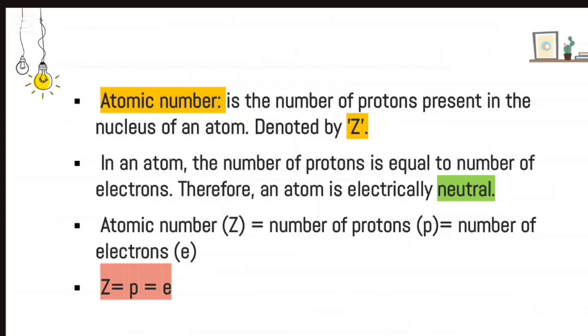So we have a formula to calculate atomic number. Atomic number is equal to the number of protons, or equal to the number of electrons. Atomic number is denoted by Z, protons by P, and electrons by E. Now Z is equal to P, equal to E.